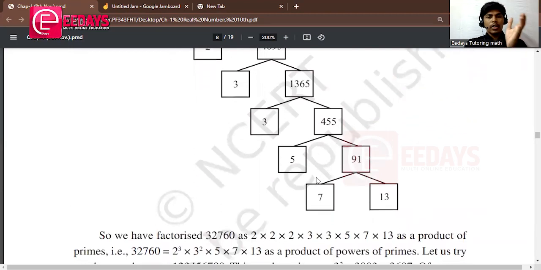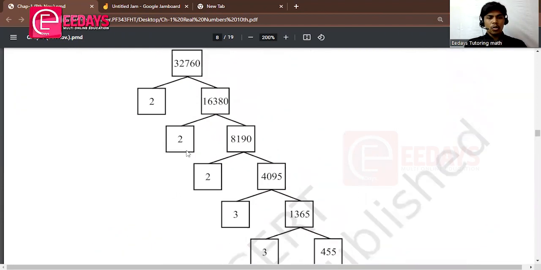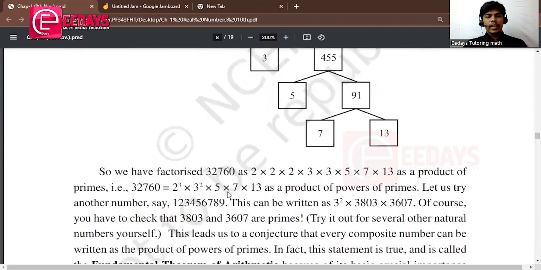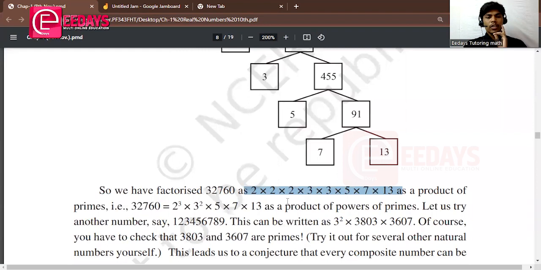Okay. You just take only prime numbers. Observe carefully. Here in this structure, 2, 2, 2, 3, 3, 5, 7. So you get only prime numbers like this. I hope you identified it, right? So after getting that, you just write like this. 2 into 2 into 3 into 3 into 5 into 7 into 13 as a product of primes. You can write the prime factors only.